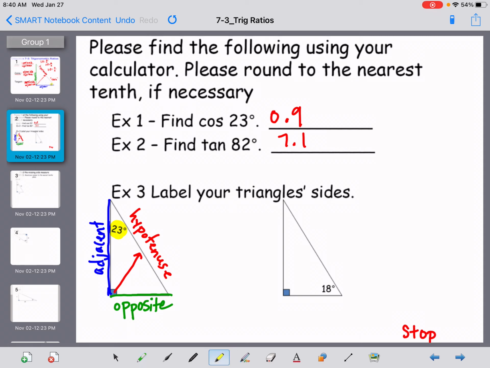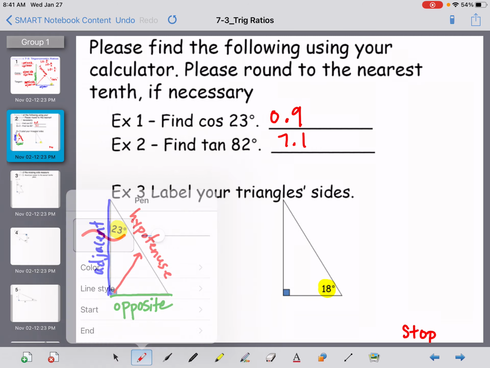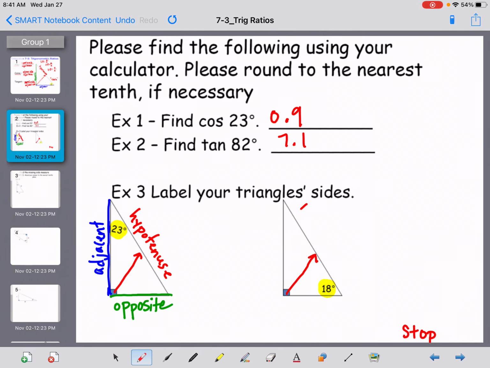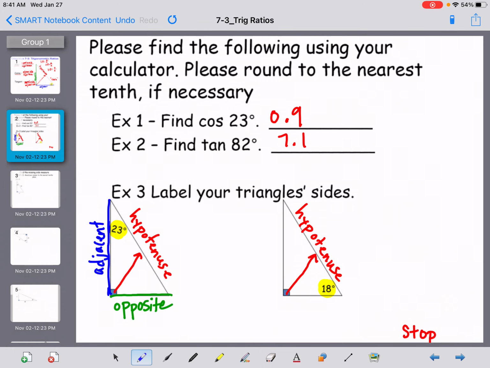Okay. So my next one, here's my 18 degrees. Now, the hypotenuse is across from the right angle. It's the one that's slanted. It's either going to be going uphill or downhill. All right, adjacent. Adjacent is between the right angle and the angle that I'm given. So the side between the right angle and 18 degrees is here. That's the adjacent. And then the opposite is what I've got left over. And if you notice, it is across from the 18 degrees.